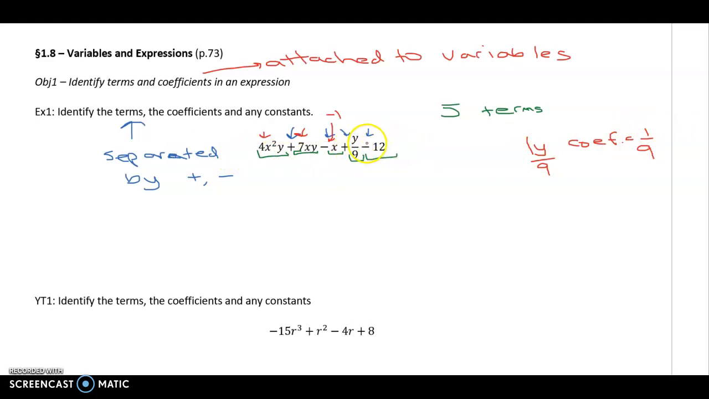Now the -12 is not attached to a variable. So the -12 is considered a constant. So that -12 is called a constant.